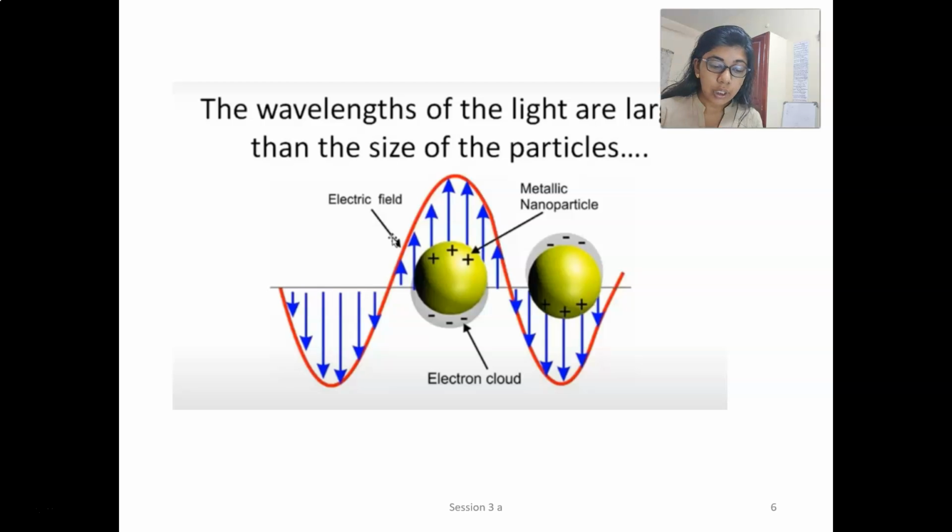So if you are plotting a graph of wavelength versus absorption, you can see for nanoparticle there will be a peak only at a particular wavelength. That is because only at that particular wavelength there is maximum resonance. So in case of nanoparticle, the small size will be causing this kind of interaction or resonance, and this is the reason for the color of metal nanoparticles.